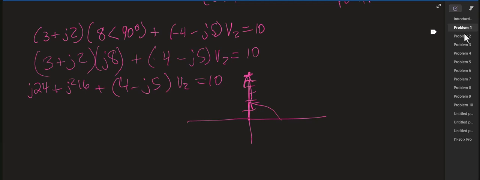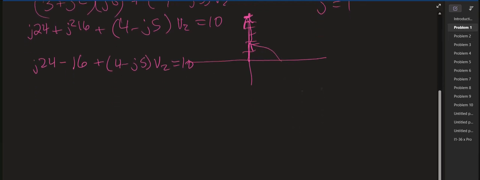Now, j is defined as the square root of negative 1, so j squared is negative 1. Most of the time I would not have done this step. I would have just gone straight to j24 minus 16 plus 4 minus j5 V2 equals 10. Now I'm going to subtract j24 minus 16 from both sides.